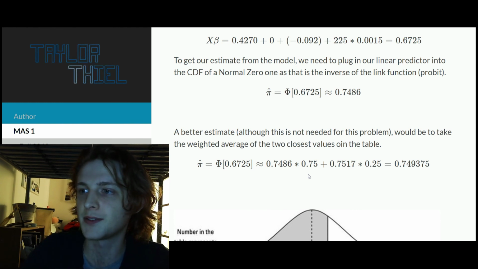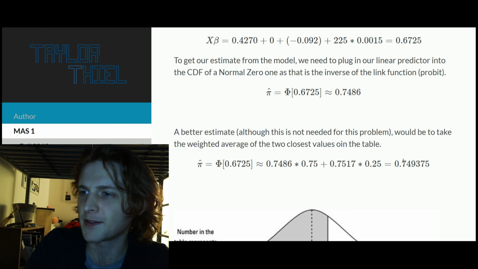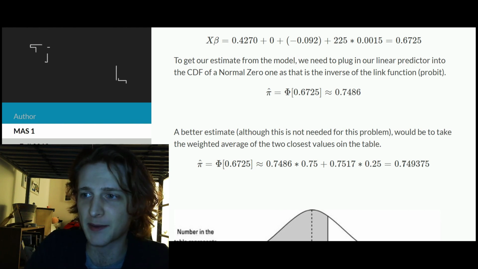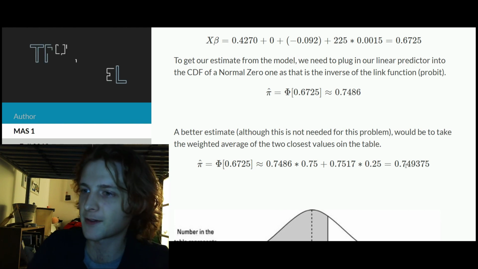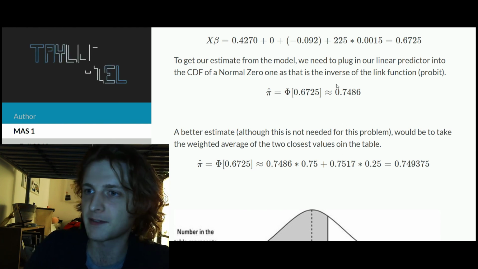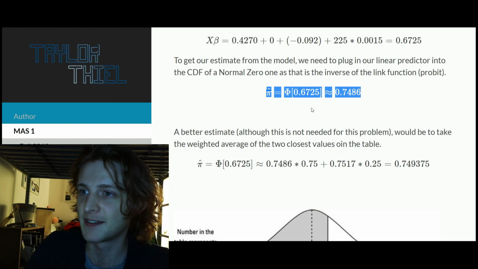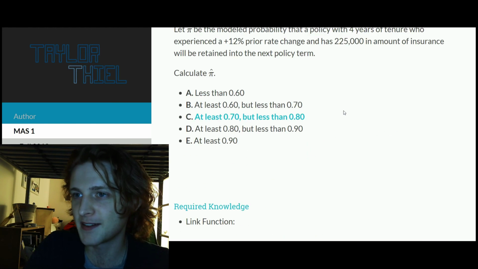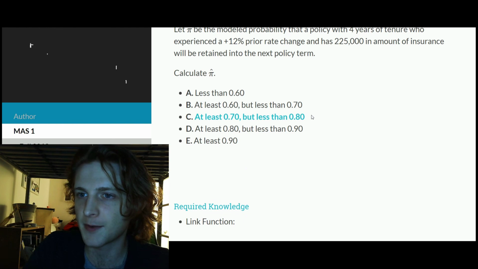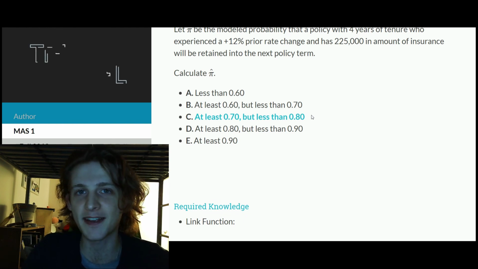Hope that made sense. It's just taking a weighted average, a linear interpolation between those two values, to try to approximate. I think you also might be able to just do it exactly with your calculator, so I'm not sure if you'll ever actually need to do this. Probably for the most part this is sufficient, and if that's all you did, that should be fine. So going up again, we see this falls in the range of C. So C is our final answer.